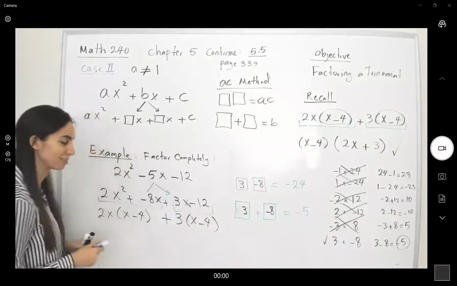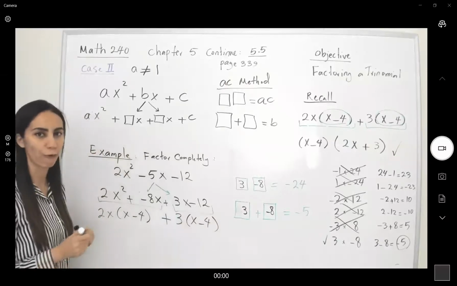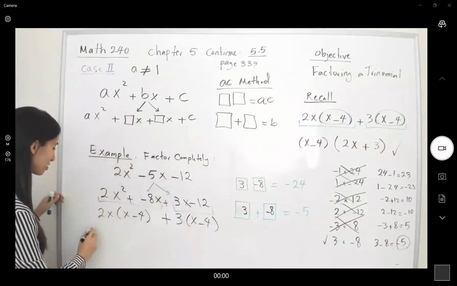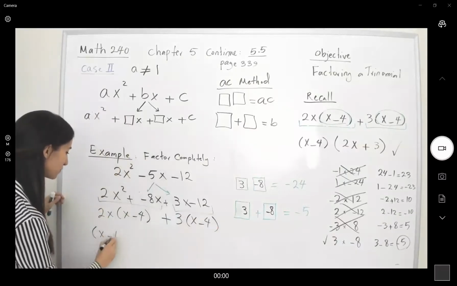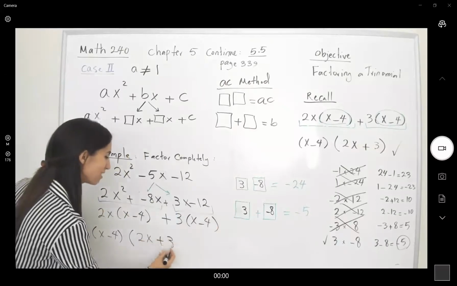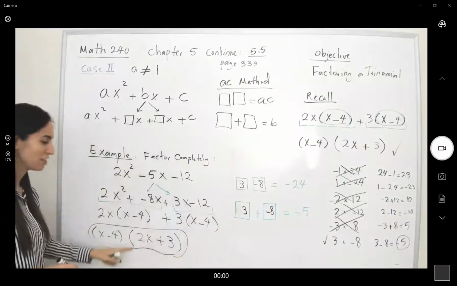Well, you have 2 addends. You're getting closer and closer. Between these 2 addends, x minus 4 is the greatest common factor. So you can factor out x minus 4. You are left with parentheses 2x plus 3. Factor completely.